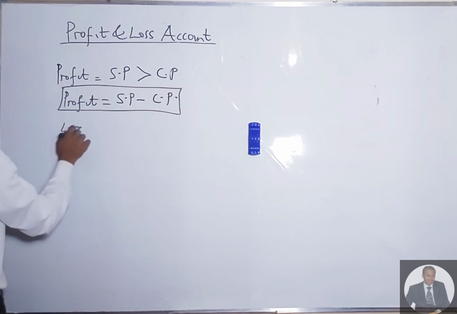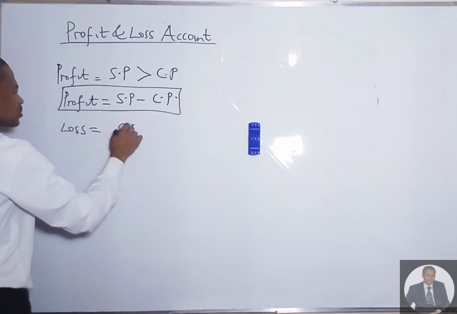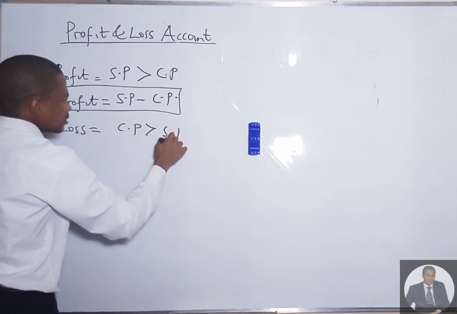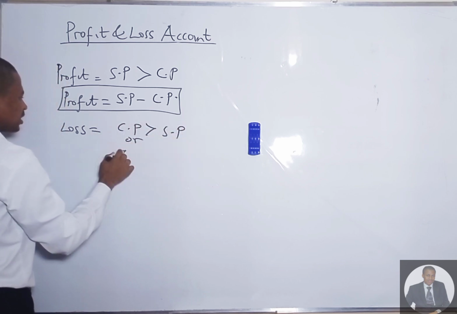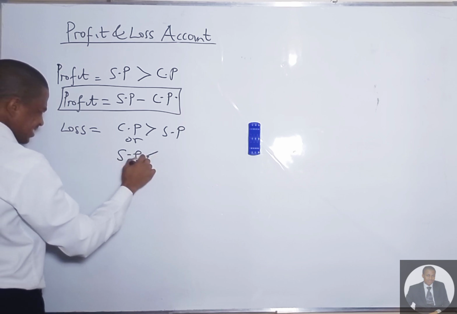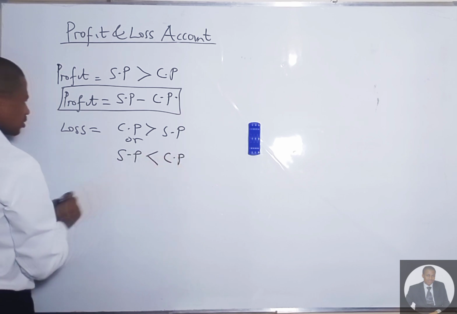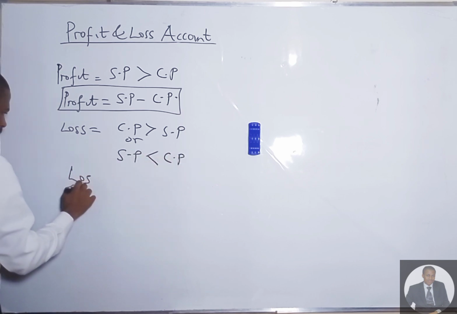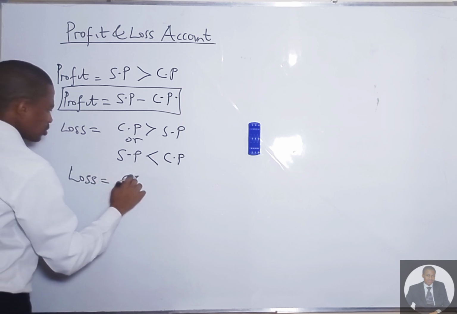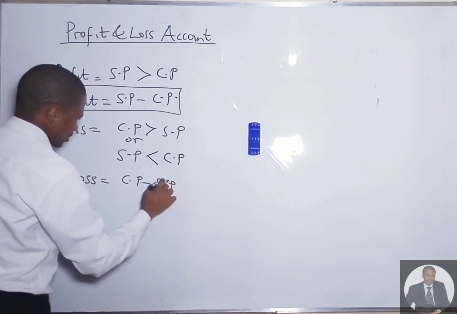Then loss is made when the cost price is greater than the selling price, or the selling price is less than the cost price. So we say loss equals cost price minus selling price.